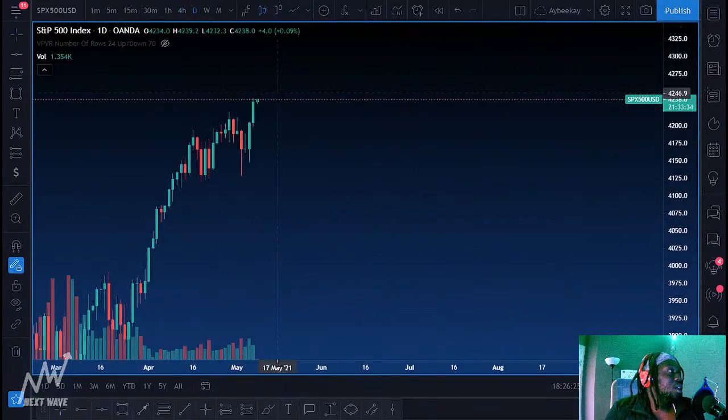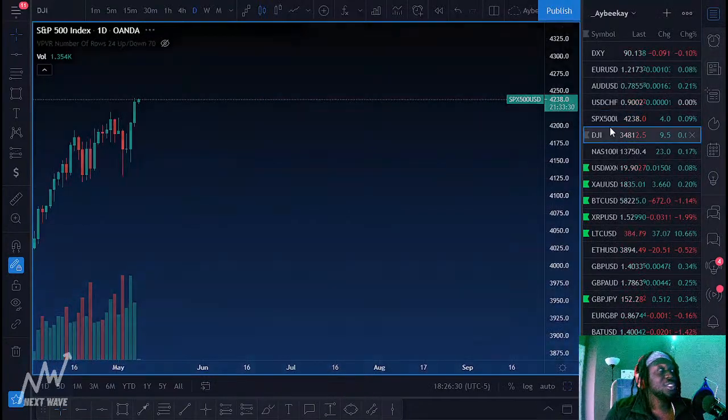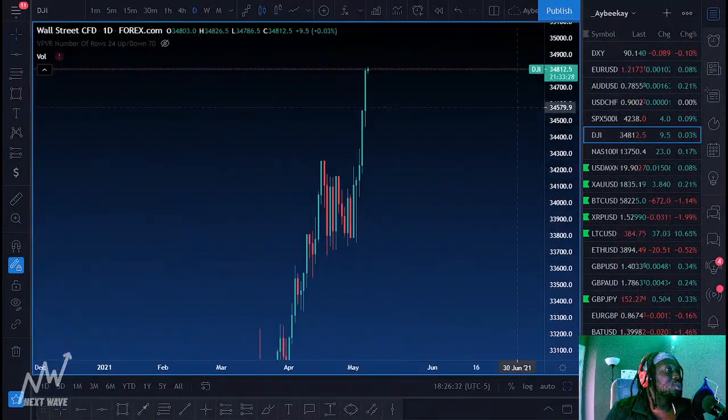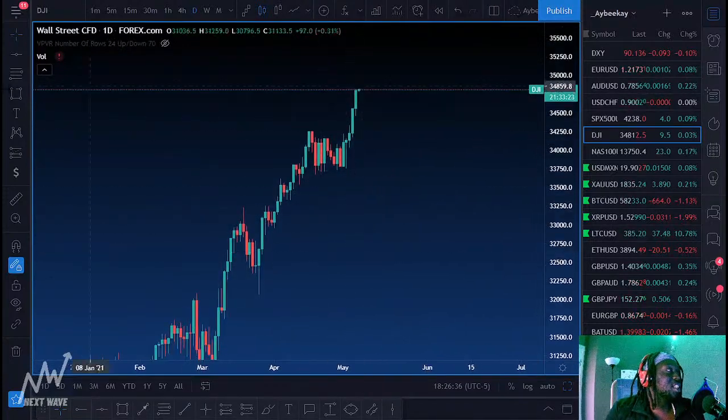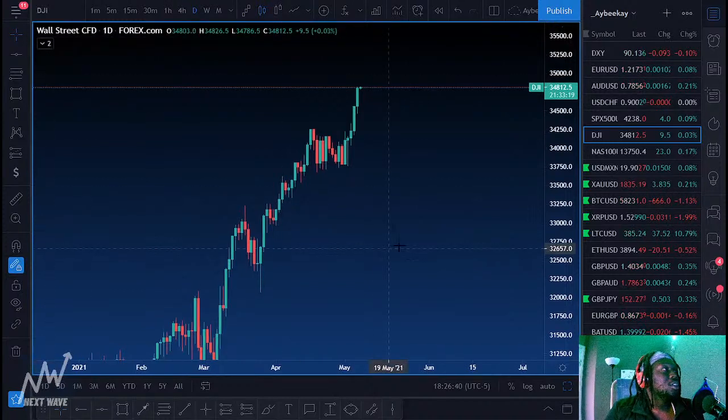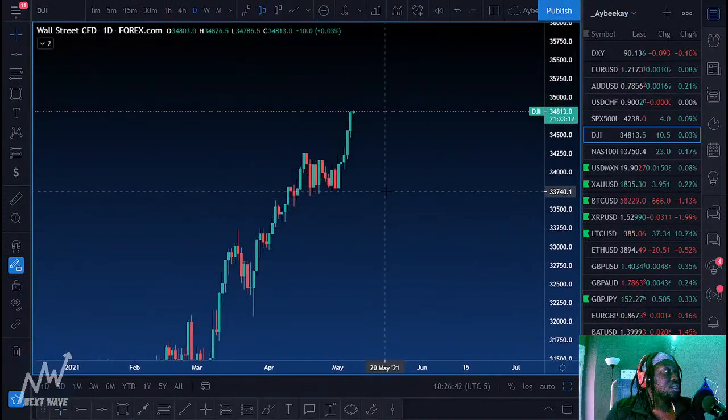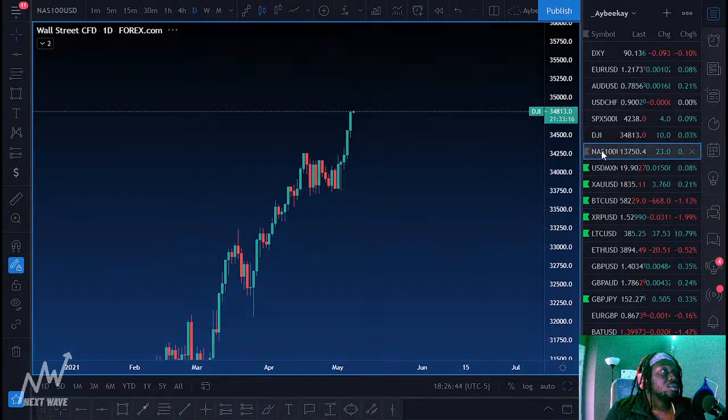So S&P, I'm not giving any analysis on it personally. Dow Jones, same thing, guys. Look at this. It's ridiculous. It's just making higher highs. I can't give you analysis on this and just be responsible. It just doesn't look good to me, you know.